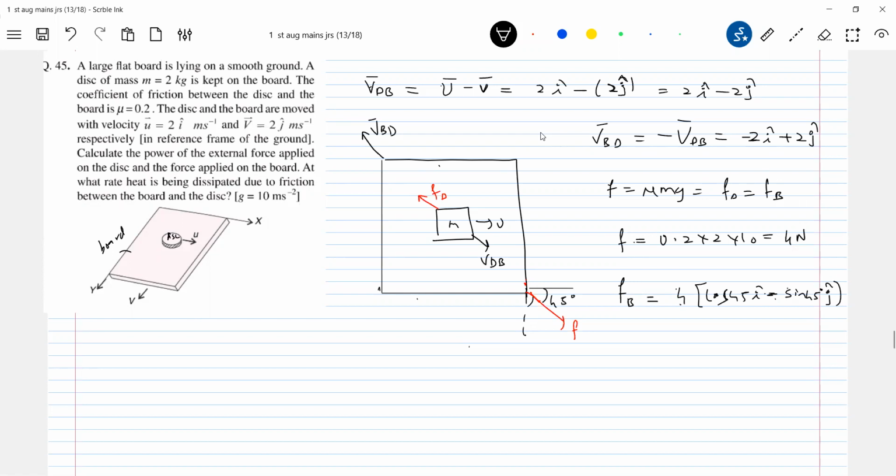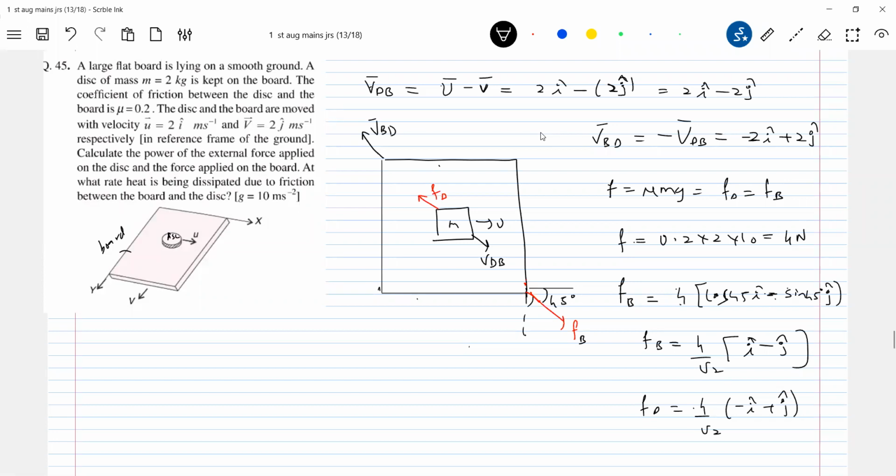Okay, now you solve this one. So we'll get the expression for friction on the board. Friction on the board is equal to 4 by root 2 (i cap minus j cap). It should be opposite to this, so 4 by root 2 (minus i cap plus j cap).